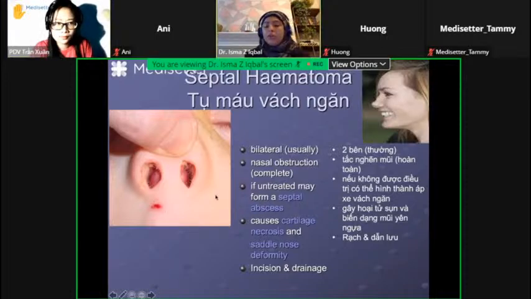So if they get a hole in the nose because the cartilage has died, they'll end up with a saddle nose deformity because the support to the nasal vault will have been reduced.